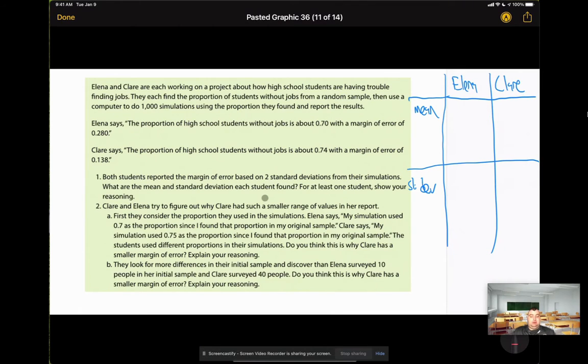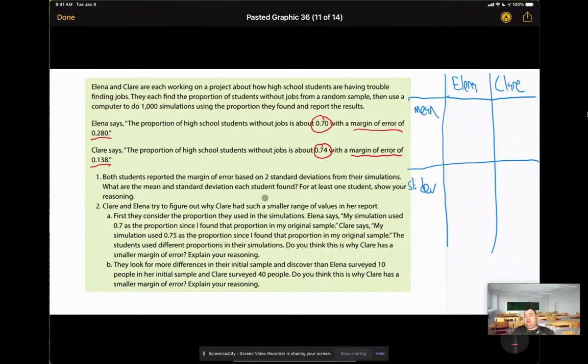Elena says the proportion of high school students without jobs is 0.70 with a margin of error of 0.280. Claire says the proportion of high school students without jobs is about 0.74 with a margin of error of 0.138. Both students reported the margin of error based on two standard deviations from their simulations. What are the mean and standard deviations each student found? For at least one student, show your reasoning.